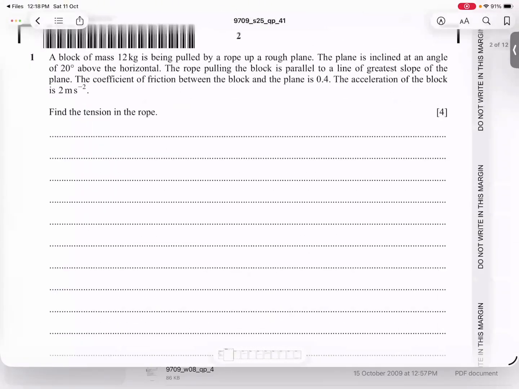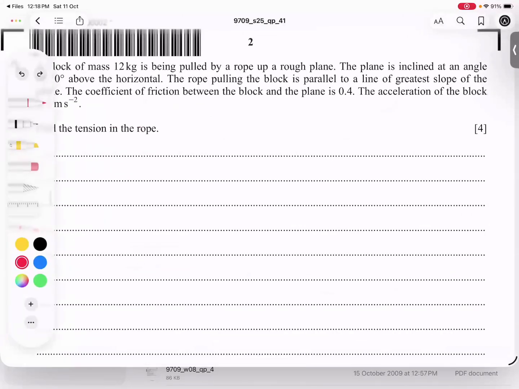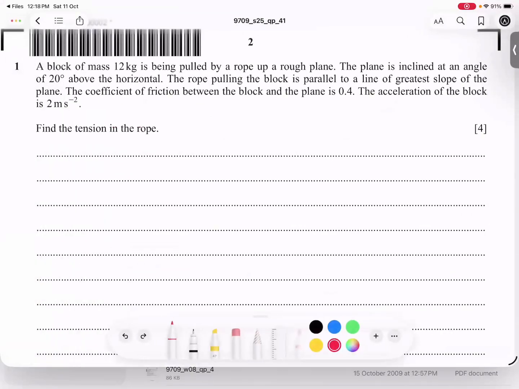Question number 1. What is question number 1? We have a block of mass 12 kilograms. Either you write it down here or just make a sketch like this for your understanding. The plane is inclined at an angle of 20 degrees above the horizontal and the particle is being pulled up. Make sure, so let's try to make it.